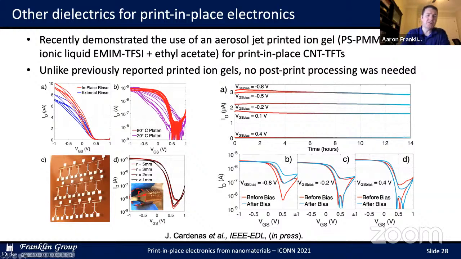That's a typical concern when you're dealing with organics and just printed materials in general, that there's going to be some stability issues, particularly if you're using organic semiconductors. But we were able to utilize this ion gel dielectric with the rest of our printed nanotube based components, and showed really strong stability over the course of long bias stress in these devices.